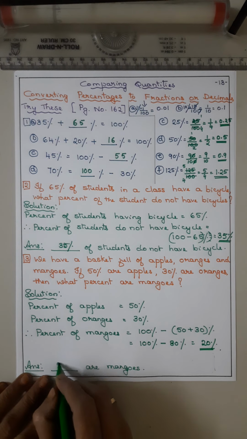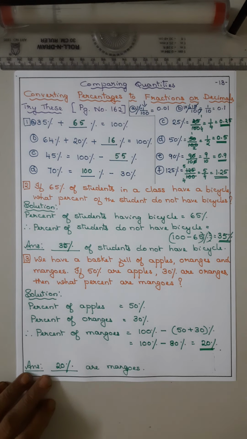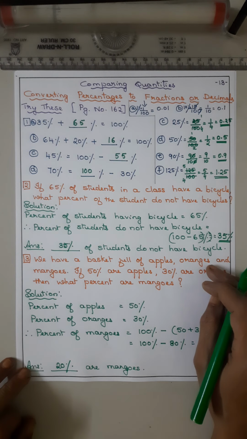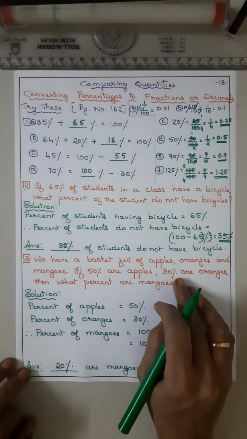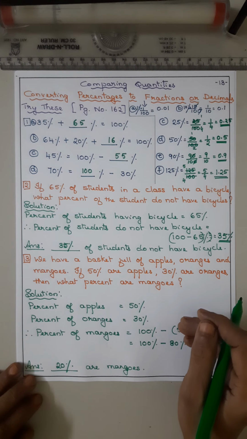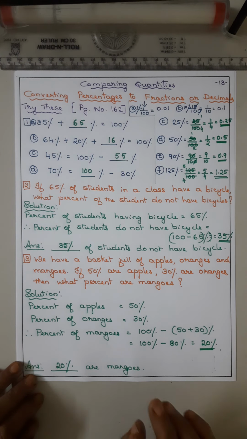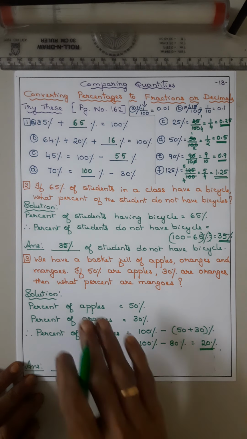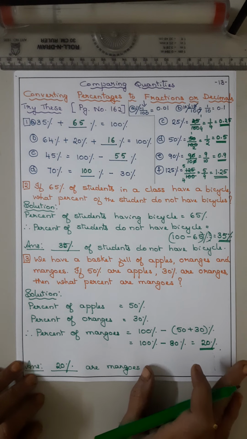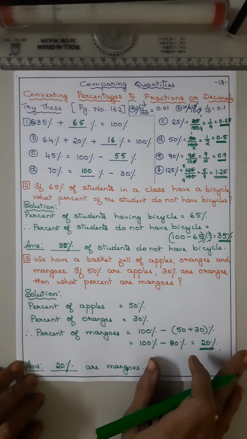So 20% are mangoes. Understood? आप लोगों को तीन टाइप के फ्रूट्स है, तो 50% एप्पल है, 30% ऑरेंज है, तो कितने मैंगोज है? तो क्या करने का? टोटल इज 100%. 100% माइनस एप्पल और ऑरेंज का परसेंट को ऐड करके माइनस करो 100 से.